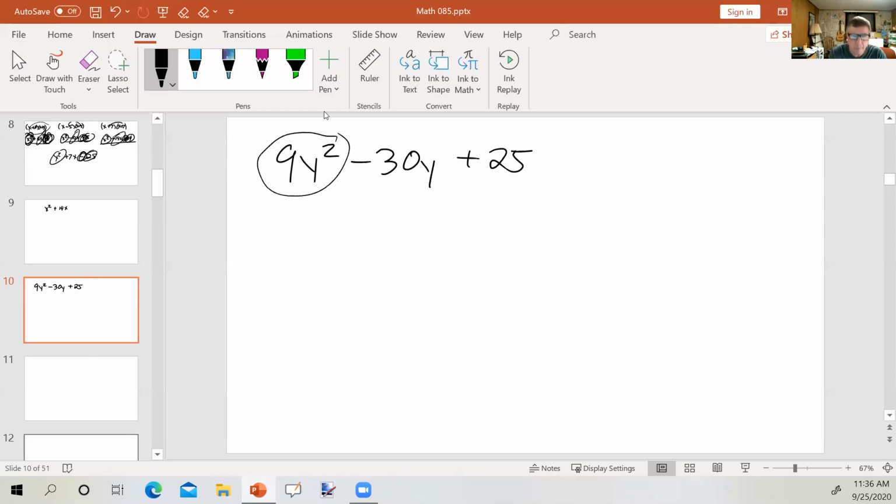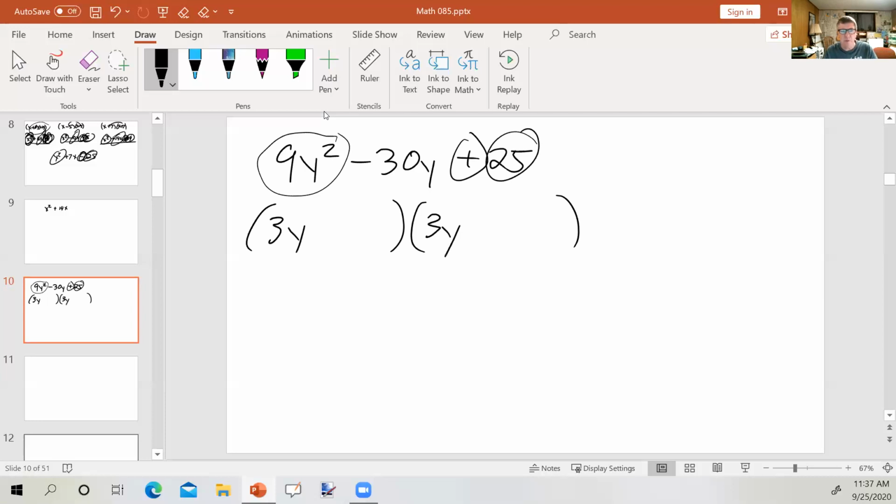9y squared, that's a perfect square. 3y times 3y. 25, that's a perfect square. 5 times 5. And it has a plus sign there. So far, so good. So I'm going to assume it's a perfect square, and I'll find out here if it is or not. If it is, I need the leading term of each binomial factor to be the same. So 9y squared would be 3y and 3y.